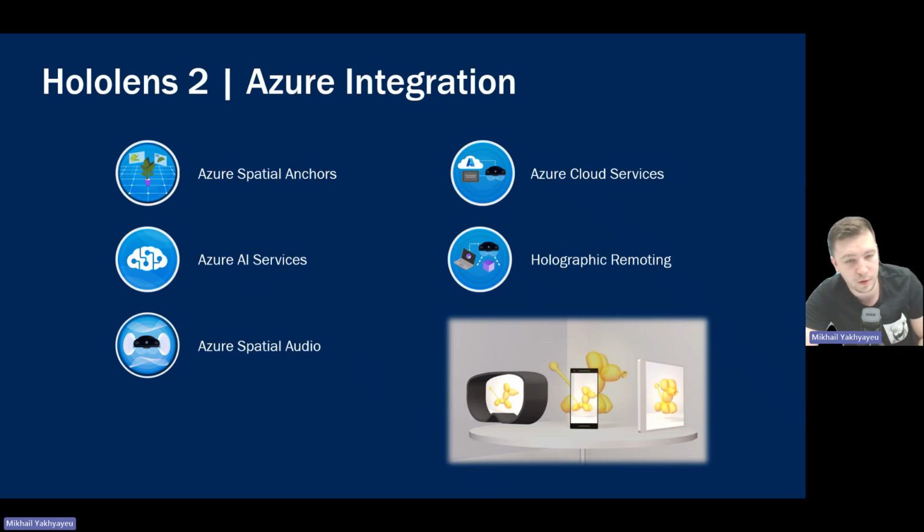There's an Azure Spatial Audio integration with the HoloLens. It basically allows you to do the same stuff as the Azure Spatial Anchors. You can hear the sound that is positioned somewhere in the space. Azure Cloud Services allows you to take AI and understand the objects that are present somewhere in space. So you can understand those objects in particular, not as a single blanket that covers everything. Holographic remoting is the last but not least.